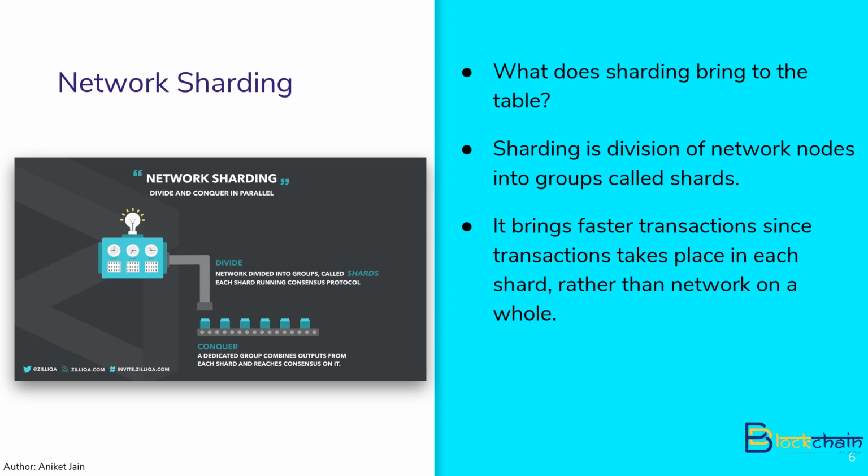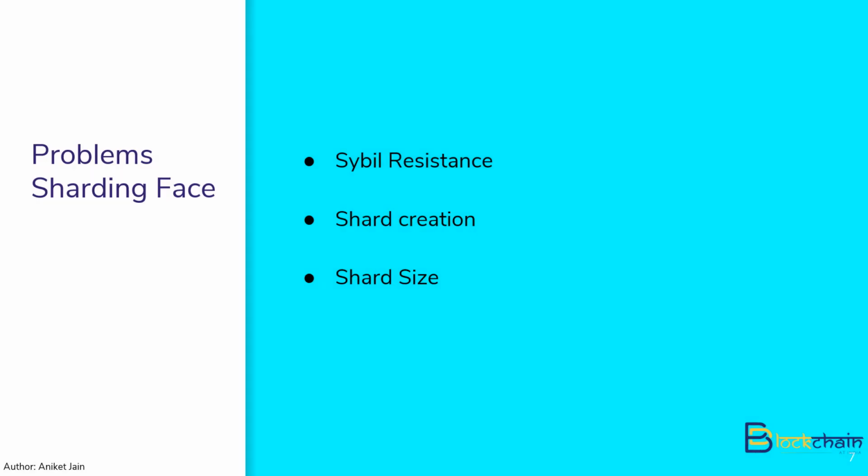Now let's talk about the problems. There are three major problems which sharding faces. The three major problems are Sybil resistance, shard creation, and shard size. Let's take an example for Sybil resistance, where one node tries to spam using multiple identities and influence majority decisions. This is an example of a 51% attack: when a majority of nodes try using more than one identity, then a 51% attack can easily take place.